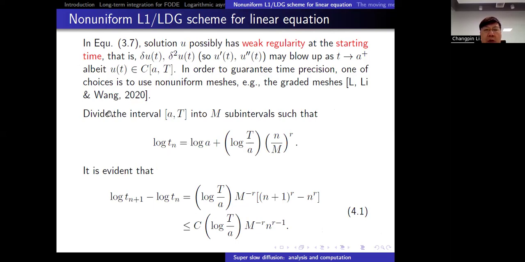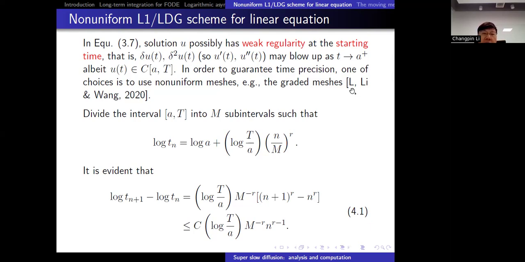From the above theory, the solution U possibly has a weak regularity at the starting time. That is, the derivative of U with respect to t, and the second derivative of U, may blow up at the starting time. In order to guarantee the time precision, one of the choices is to use non-uniform meshes, for example, the graded mesh.